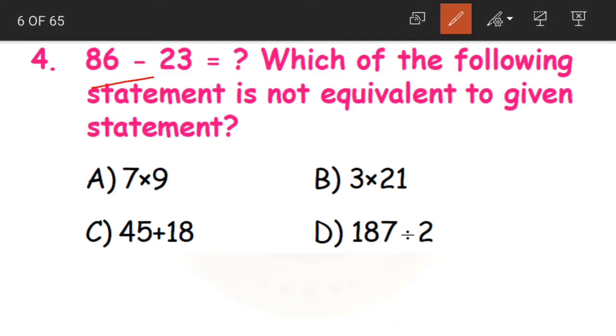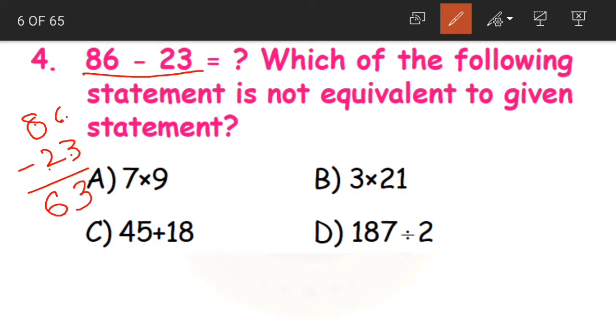Coming to question number 4. 86 minus 23 is equal to dash. Which of the following statement is not equivalent to the given statement? Again, first we need to find out the difference. 86 minus 23. What will it be? 6 minus 3, 3. 8 minus 2, 6. 63 is our answer.